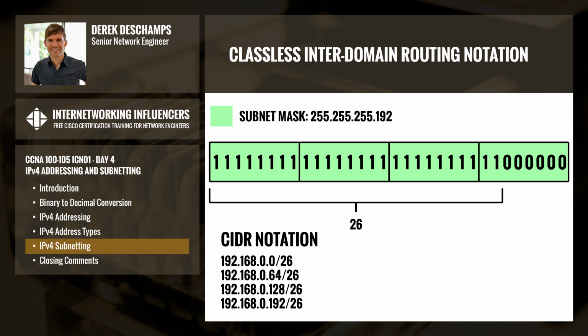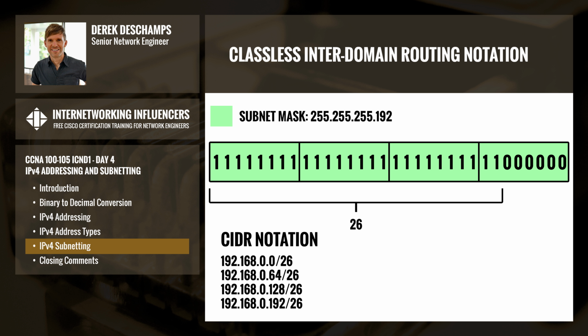Another way to express a subnet mask is by writing a slash followed by the number of binary ones in the binary subnet mask. For example, the subnet mask of our four new subnets, 255.255.255.192, consists of 26 ones when converted to binary. Rather than write out the full subnet mask, it could be expressed as /26.